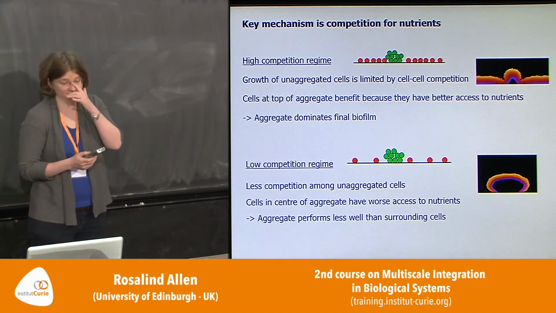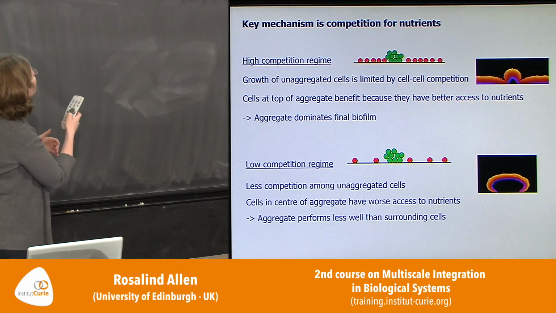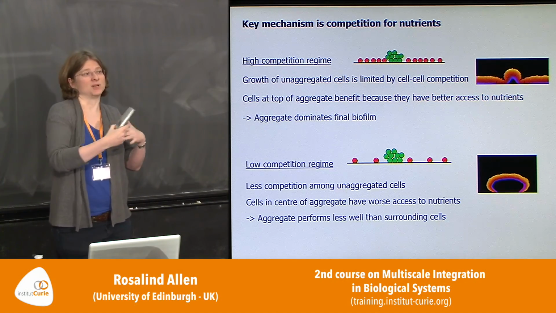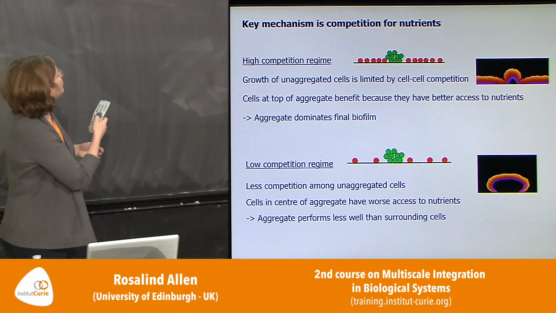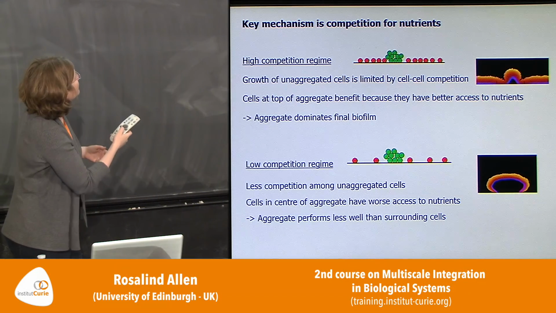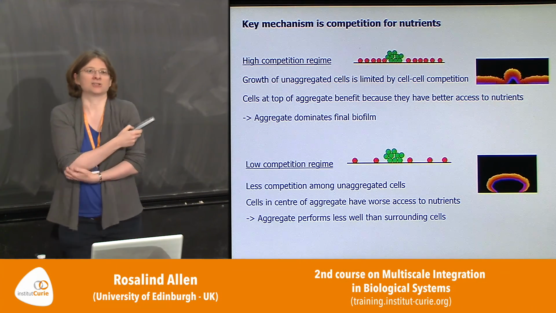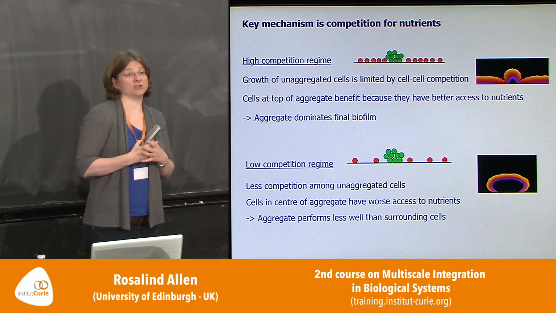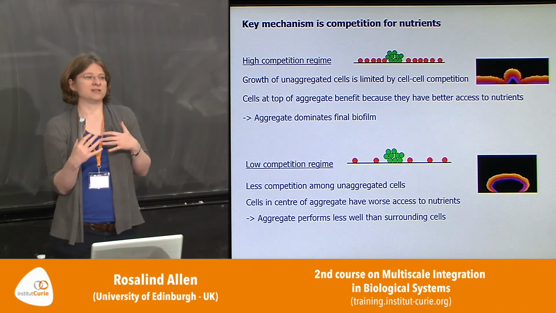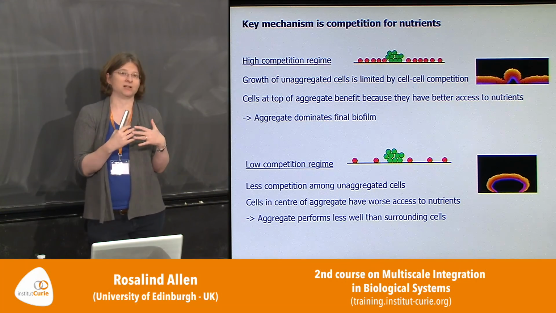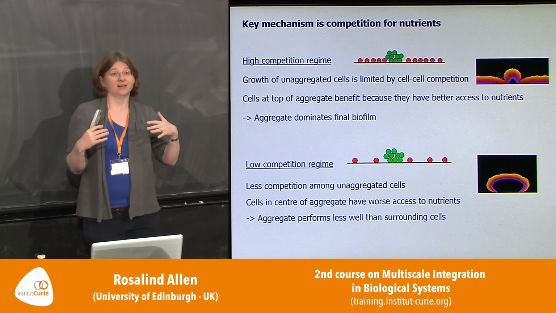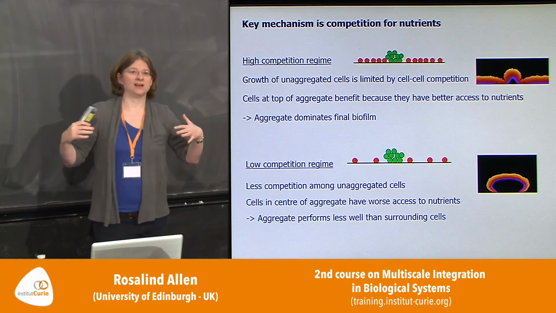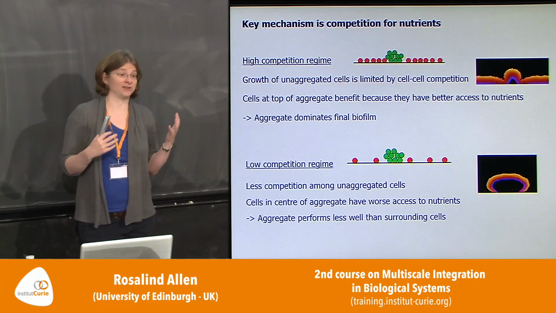In the low competition regime, what we see is that the individual single cells actually do better than they do in the high competition regime because they don't have to compete so much for nutrients. But also another factor comes into play, which is that many of the cells in the aggregate actually never proliferate because they're stuck in the middle, and the cells in the middle of the aggregate have poor access to nutrients. So we think there are two reasons why the aggregate does poorly in the low competition regime. One is simply that the single cells do better, and the other is that if you're in an aggregate, you have a disadvantage compared to the single cells, which is that only the cells on the outside of the aggregate actually end up proliferating.